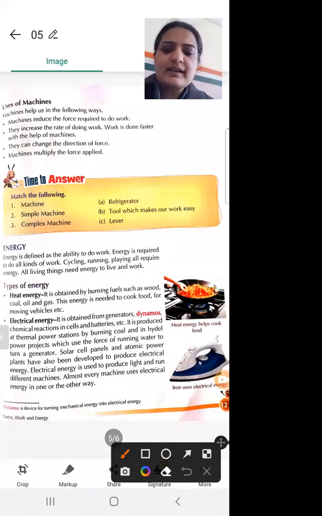So first is heat energy. So how is heat energy produced? It is produced by burning fuel.